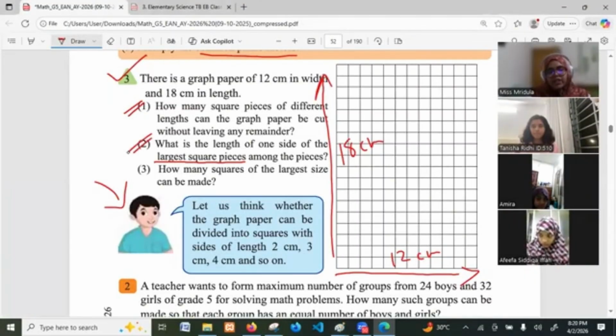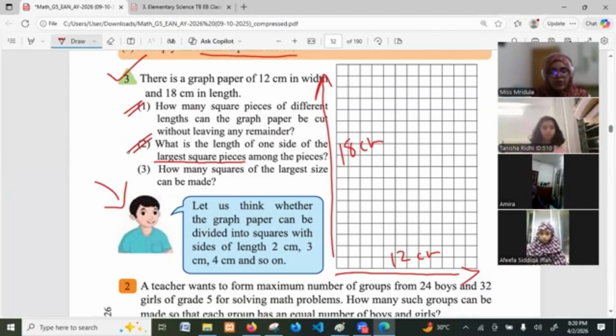How many squares of the largest size can be made? So what they're asking for is, now we will divide our 18 and 12 with 6 that we got as the HCF, because they're asking for how many squares. We got that 6 centimeter will be the largest one, right? So now we will find out the area of this place. What will be the area of this place? It's a rectangle, right? 12 is the length, 18 is the width. How to find out the area of a rectangle? Do you know? Anyone? Length multiply by width, right?